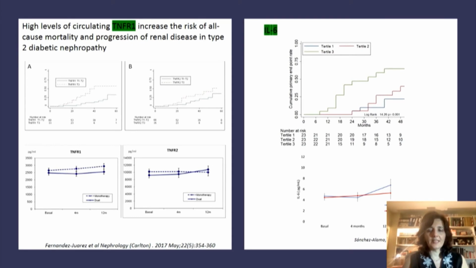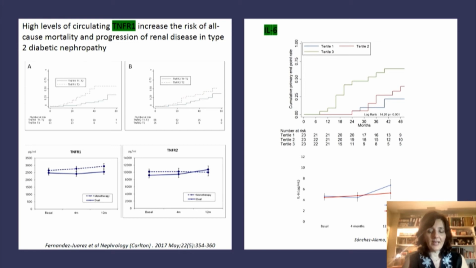These are two different studies performed with longitudinal samples obtained from the PRONEDI study. On the left, you can see that patients with the highest level of circulating TNF receptor 1, in red, had an increased risk of mortality and progression of renal disease when compared with medium or lower levels of these parameters. On the right, again, the most inflamed patients with the highest interleukin-6 levels, the third tertile in red, had a higher risk of death or renal progression when compared with the medium or lower level.